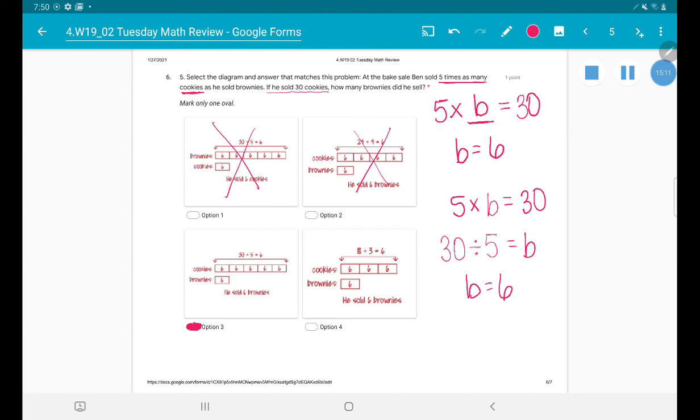Let's go ahead and take a look at option 4. Option 4 says he sold 6 brownies. We found that B equaled 6. But the equation that they gave us is 18 divided by 3 equals 6. And there was nothing in our story problem that told us that he made 18 cookies or that he had sold 3 times as many cookies as brownies. So that does not match our problem. Option 3 is the correct answer.